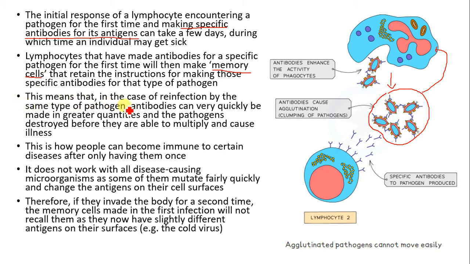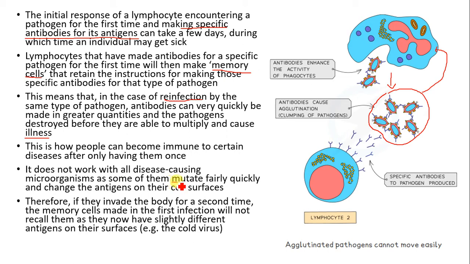Now, this means that in the case of reinfection by the same type of pathogen, antibodies can very quickly be made in greater quantities, and the pathogen destroyed before it is able to multiply and cause illness. This is how people can become immune to certain diseases after only having them once. Now, it does not work with all disease-causing microorganisms, as some of them mutate.